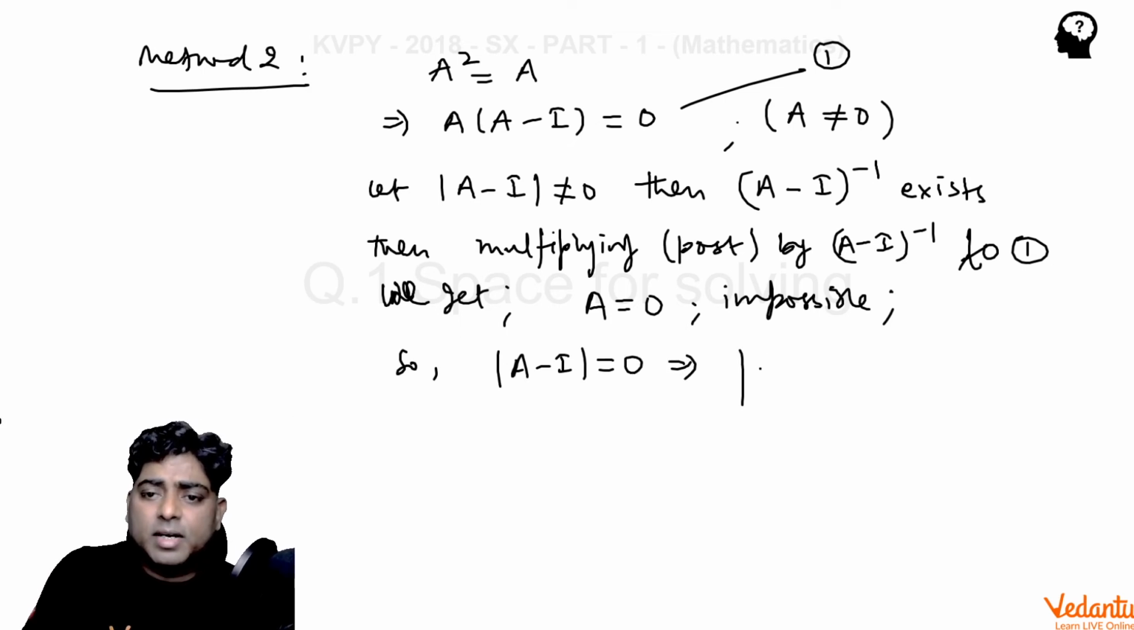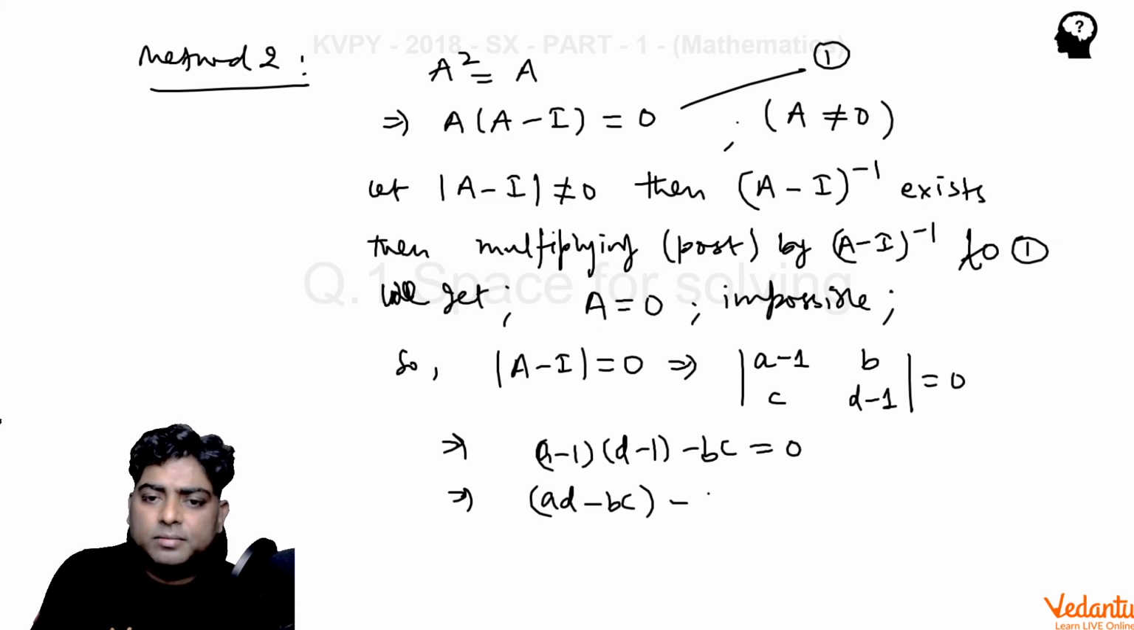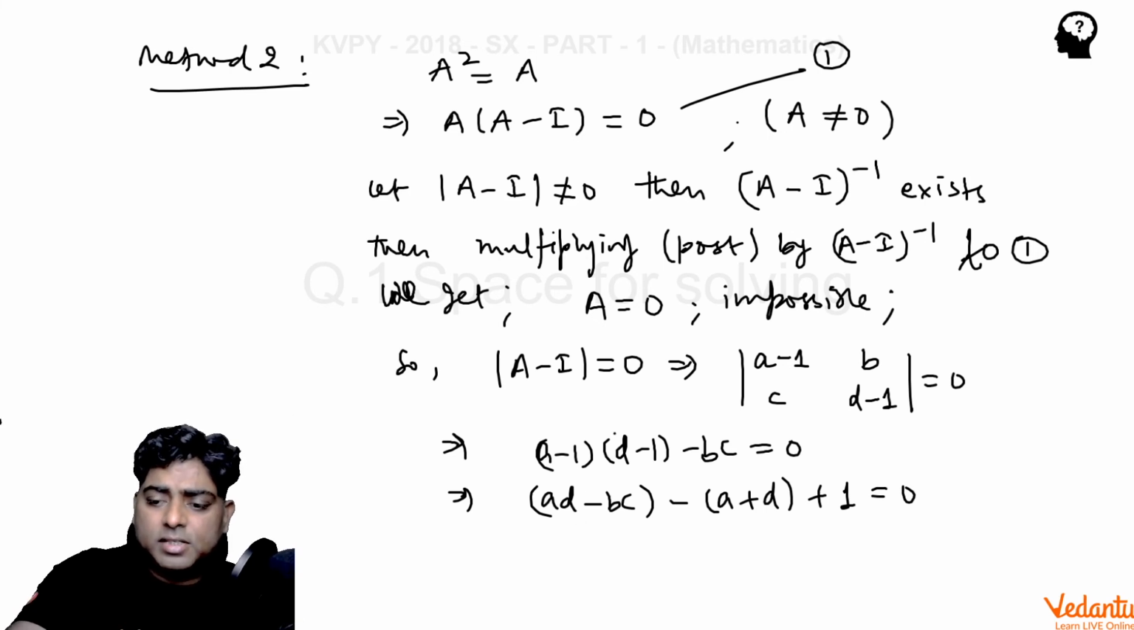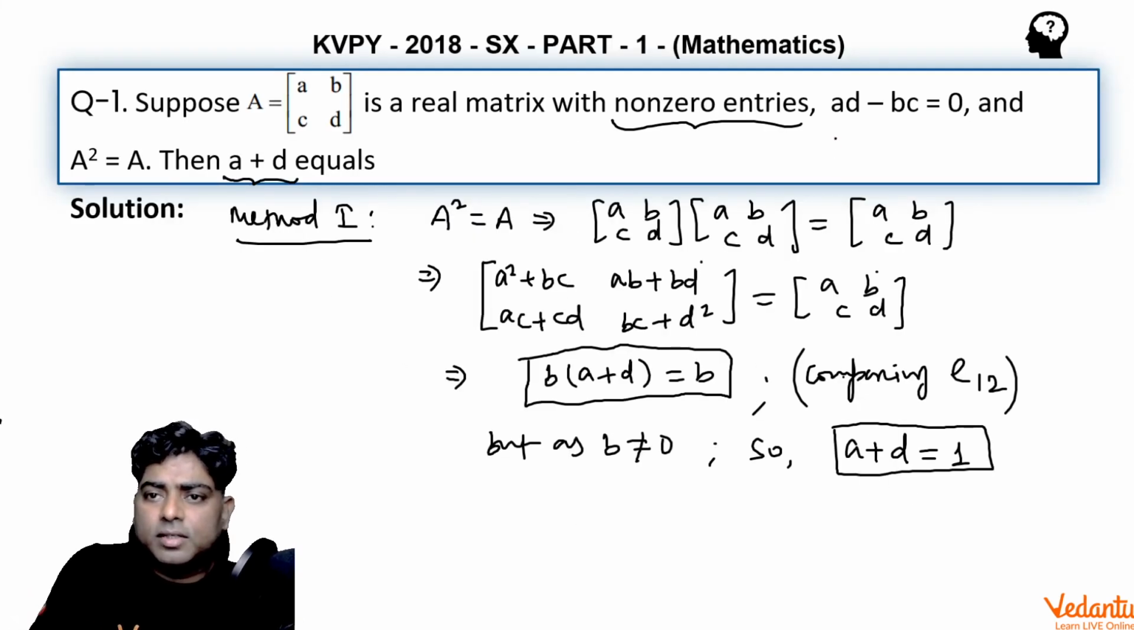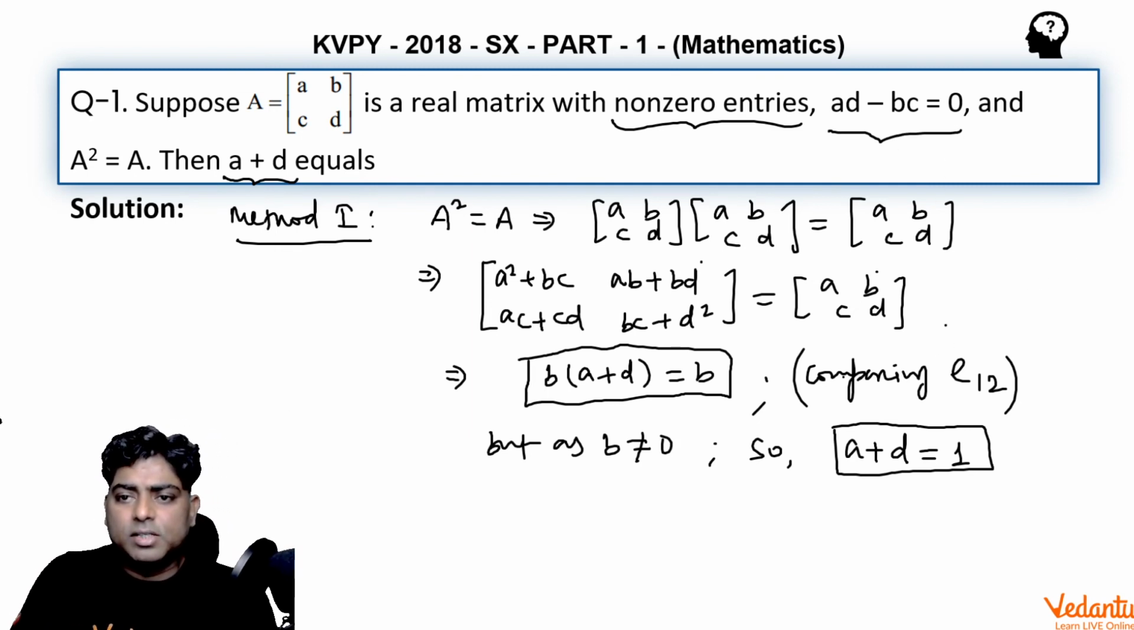And what is the determinant of A minus I? I subtracted from A, which was ABCD. A minus I means A minus 1, D minus 1, and the determinant is equal to 0. So from here we'll get A minus 1 into D minus 1 minus BC is 0. If you open it, you'll get AD minus BC taken together, minus A plus D plus 1 equal to 0. But AD minus BC was given to be 0 in the question.